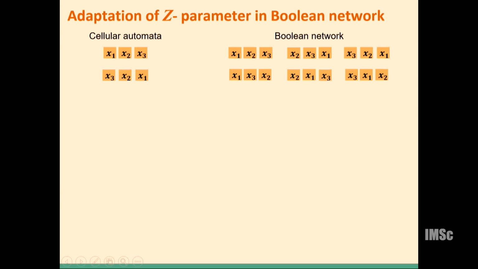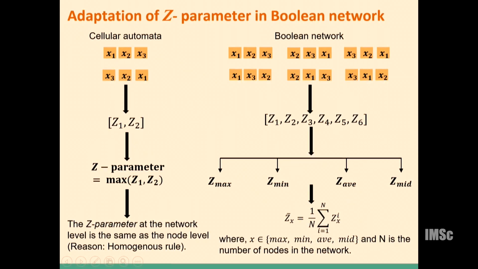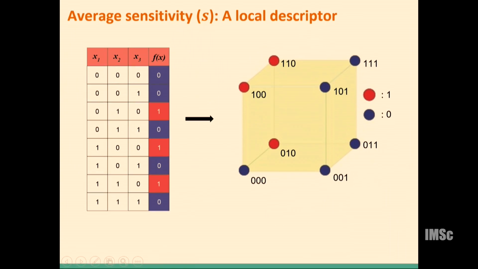In CA, we can take two possible orientations, that is x1, x2, x3 or x3, x2, x1. In a Boolean network, we can take all 3 factorial permutations if we take a 3-input network. So here we have two quantities. We can take the maximum of those, which gives the Z parameter. Here we explore other possibilities as well: the maximum, minimum, average, and the average of the maximum and minimum. To go to the network level, we take the average over all these functions.